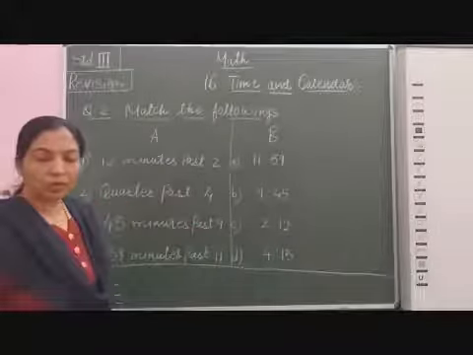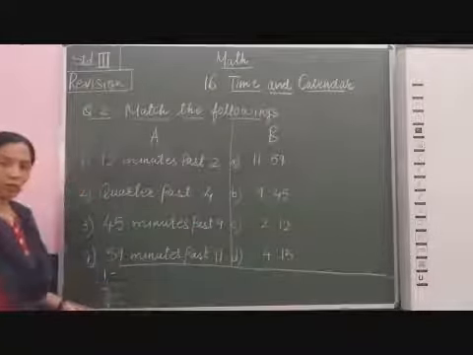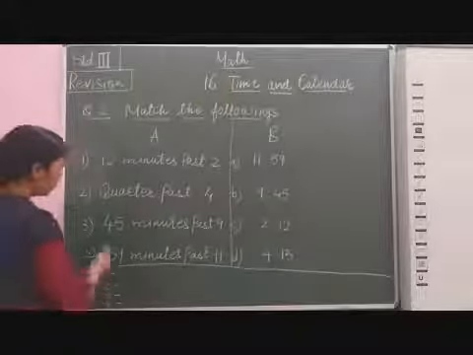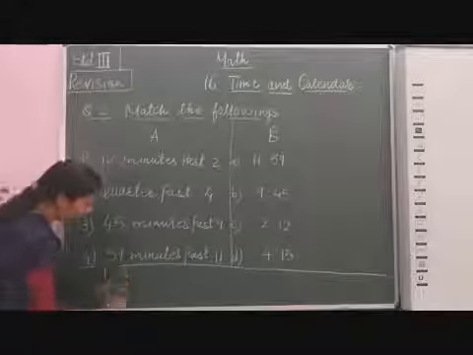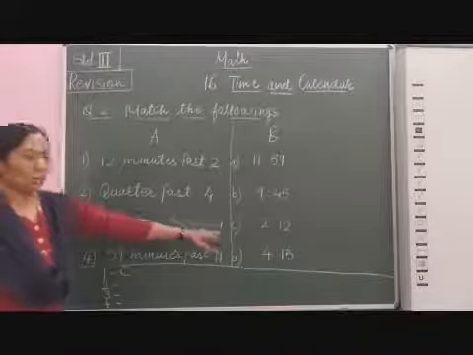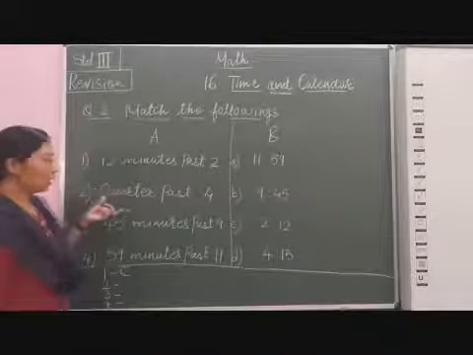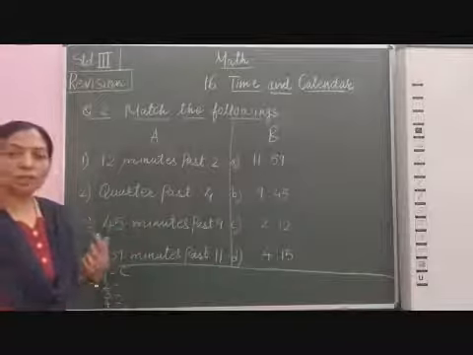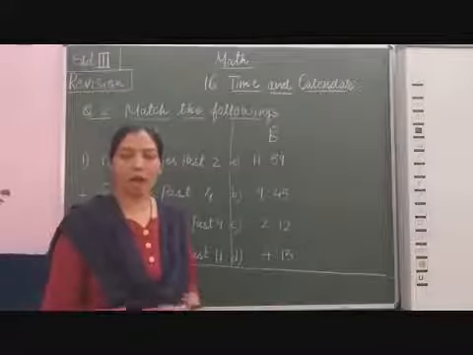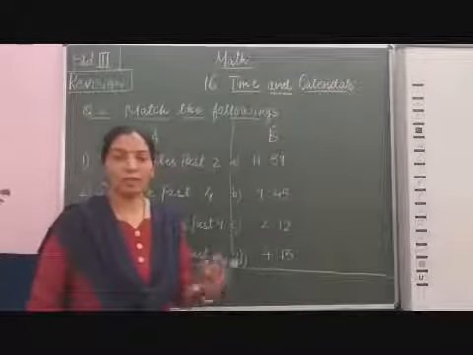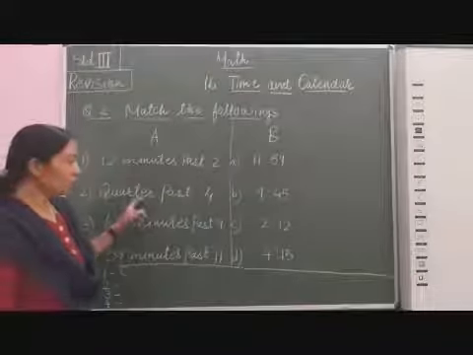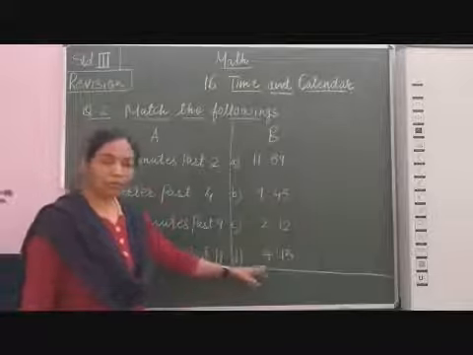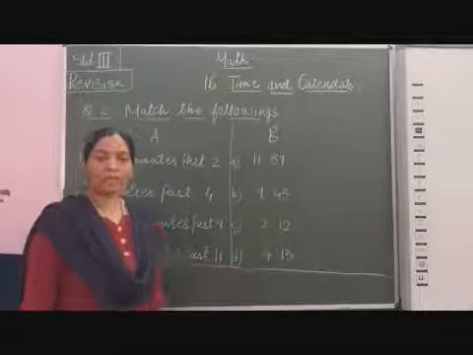Draw the line here. I have written the numbers 1, 2, 3, 4. So in front of 1 I will write C. So 1 is matched with C. The next, quarter past 4. Quarter means 15 minutes. Quarter means a half of a half. In minutes, there are 15 minutes, past 4. So 4 and 15 minutes, so the second is matched with D.